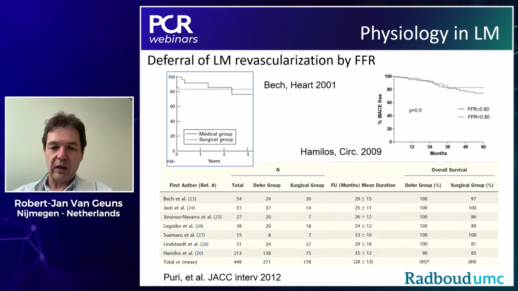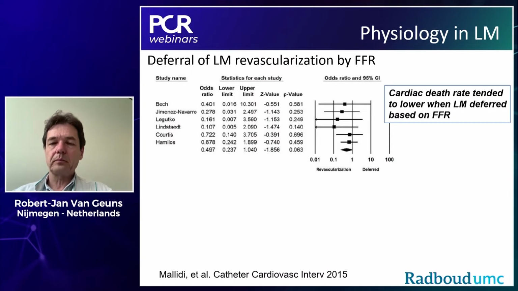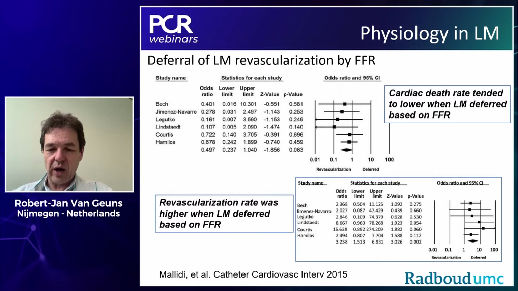Now, there was an official meta-analysis in 2015, which found that the cardiac death rate tended to be lower when left main was deferred based on the FFR, just crossing over the line of 1.0. But if you look at the revascularizations, you can see that the patients who had deferred had in the later years still some interventions, but overall the cardiac death was at least as safe, potentially even better, if you had an FFR-based decision to treat a lesion or not.